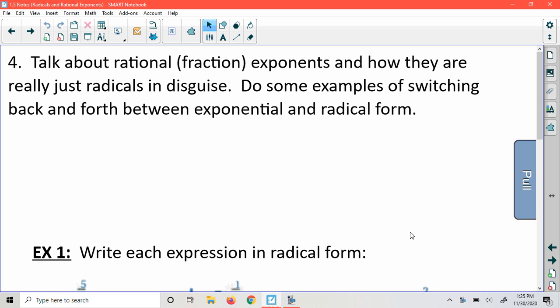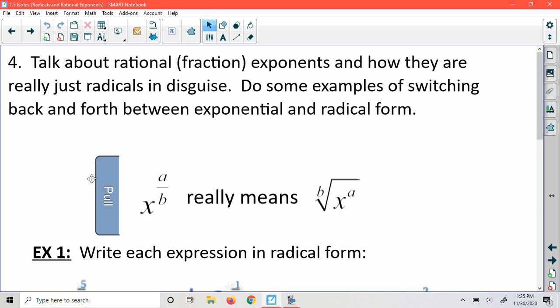Number 4, talk about rational, which means fraction exponents, and how they are really just radicals in disguise. Do some examples of switching back and forth between exponential and radical form. I don't think you've ever seen fraction exponents before. I think this will be the first time. So all they really are, though, is radicals or roots in disguise.